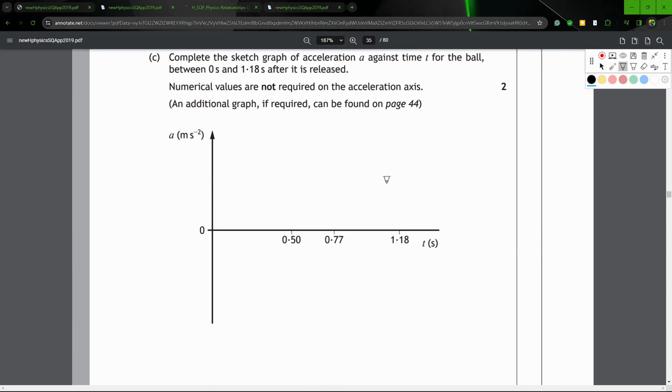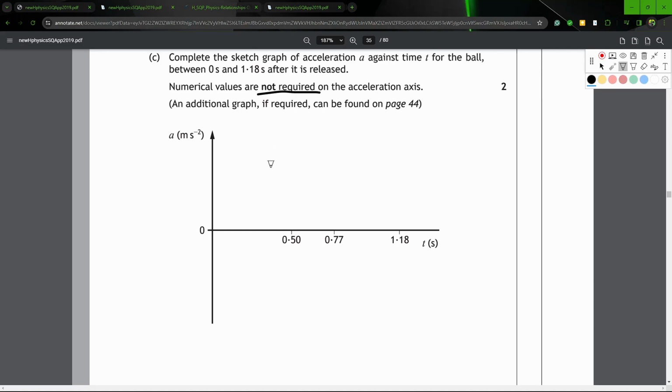And boom! Now we need to complete the sketch graph of acceleration a against time t for the ball between 0 seconds and 1.18 seconds after it's released. Numerical values are not required on the acceleration axis. Additional graph, if required, can be found on page 44 in case you flip up. So this one, numerical values are not required. That is a godsend, because then you don't actually need to do any calculations, and I would strongly recommend not putting them in, because the marking scheme does say that if you do, they have to be correct, and you don't really want to do that, eh?